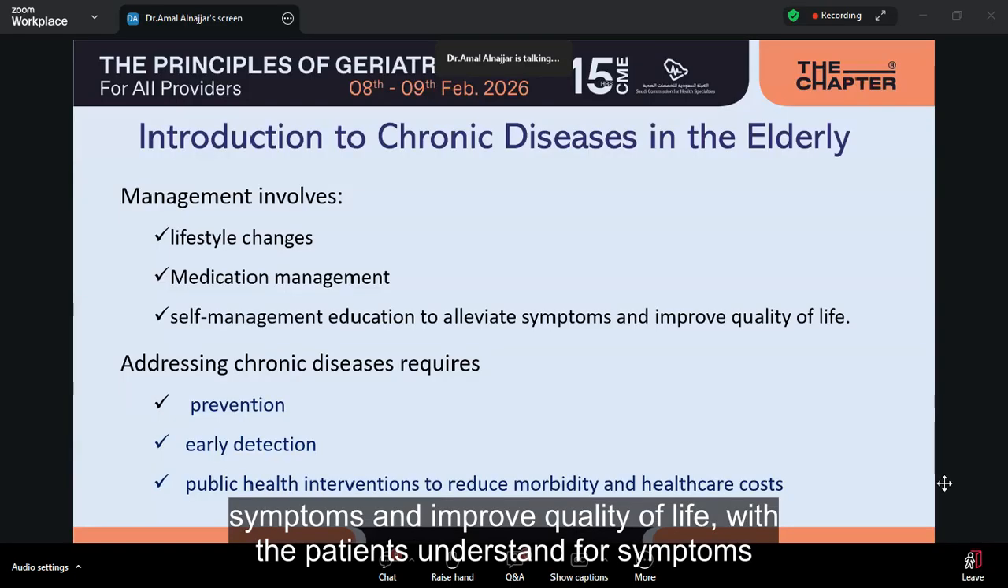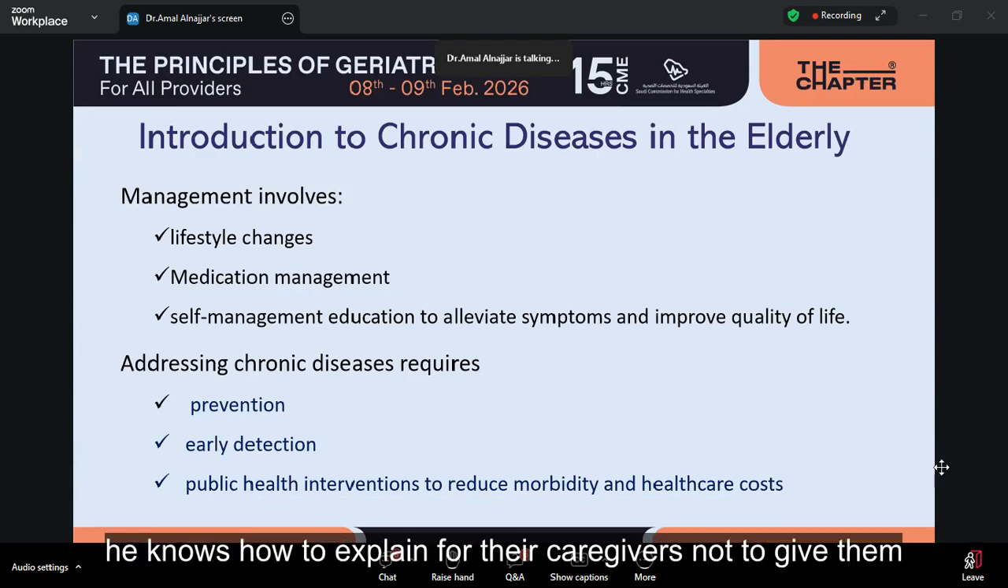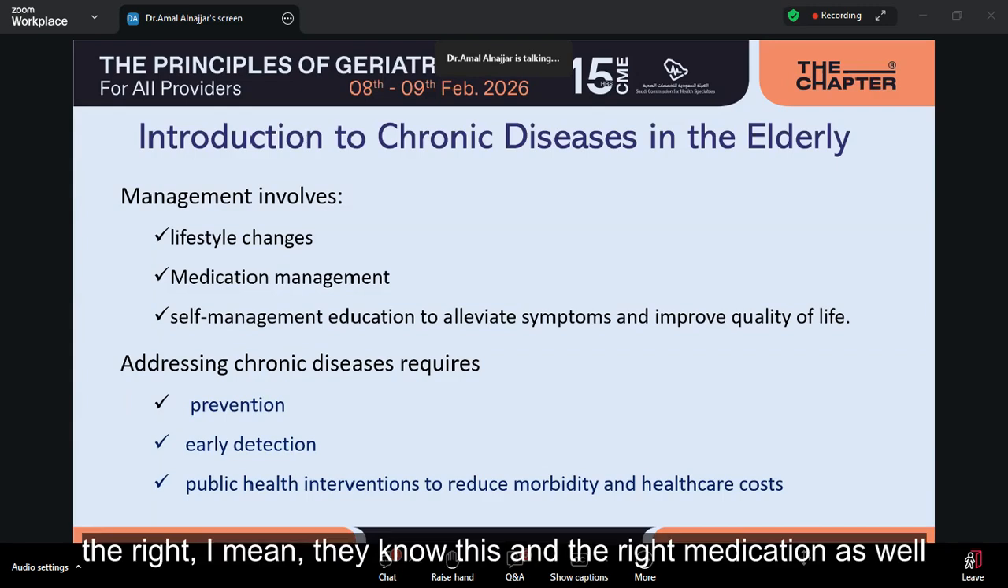Symptoms and improve quality of life. When the patient understands his symptoms, he knows how to complain, he knows how to explain to his caregivers in order to be given the right diagnosis and the right medication as well.